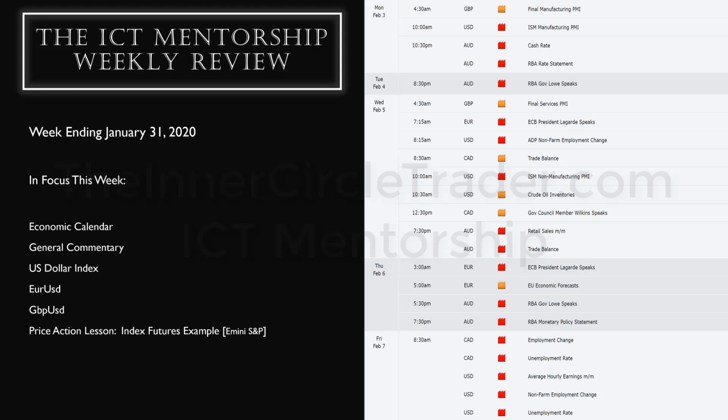10:30 a.m., medium impact crude oil inventories. Watch Canadian dollar for that as well. 12:30, medium impact Canadian dollar speaker. And 7:30 high impact during the Asian session, we have retail sales for Australian dollar and trade balance for Australian dollar. So a couple different opportunities for low resistance liquidity runs for Australian during the Asian session for this coming week.